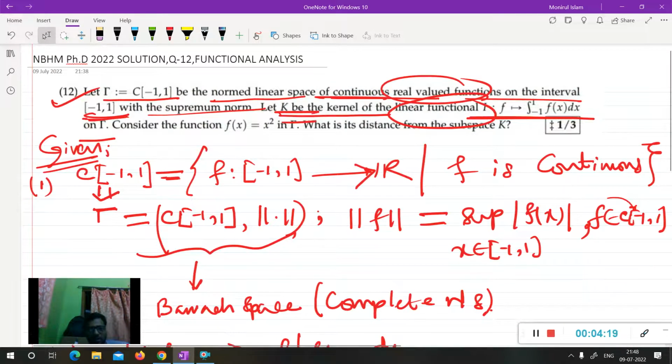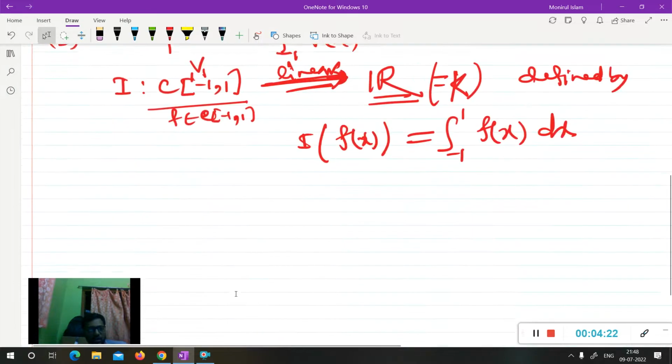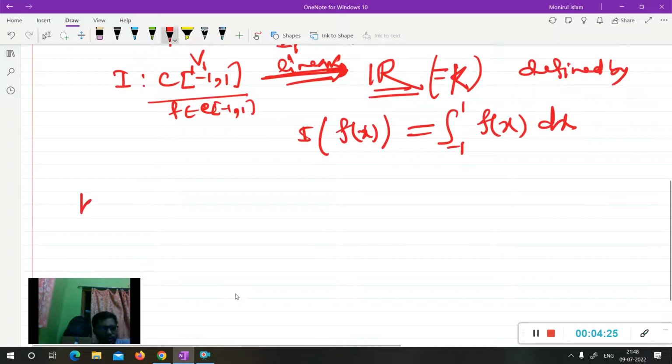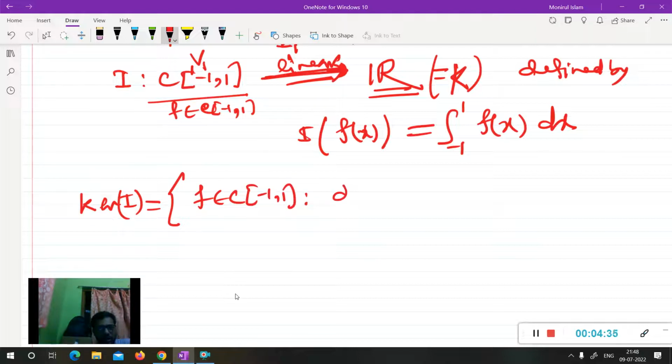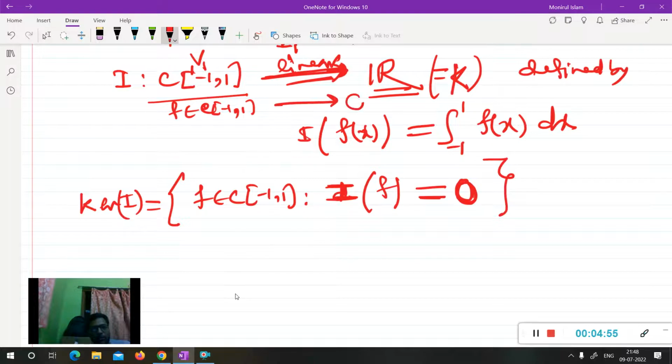So what is the kernel? I am writing the kernel of I. According to the definition of kernel, it is the set of all f belonging to C[-1,1] such that I(f) = 0. The kernel is the set of all those elements which are mapped to the identity of the codomain, and the identity of the codomain is 0. So the kernel consists of those functions which map to 0.